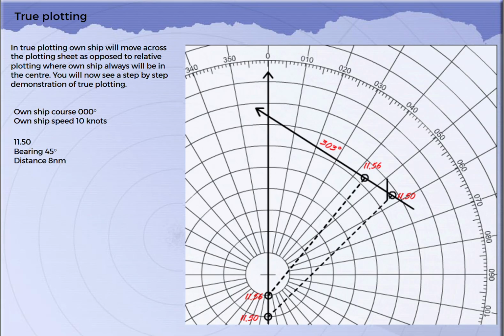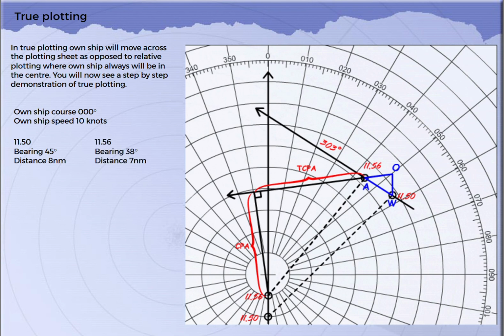At 1150, we take the first bearing and range of the target. We plot the bearing 45 degrees and distance 8 nautical miles from own ship position. Before making the second plot, we have to move own ship forward a distance of 1 nautical mile, corresponding to the distance travelled in 6 minutes. From this position, we can make our second plot of the target.